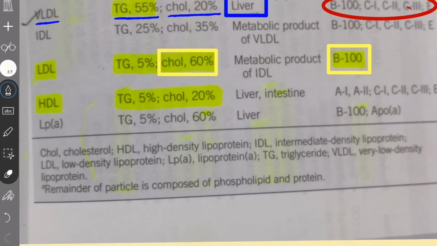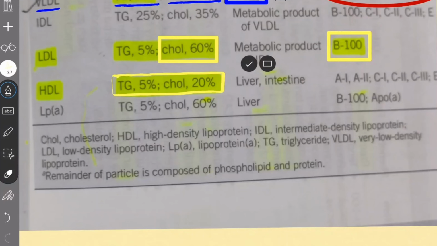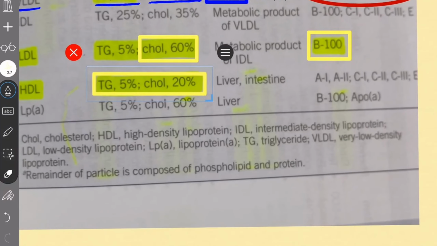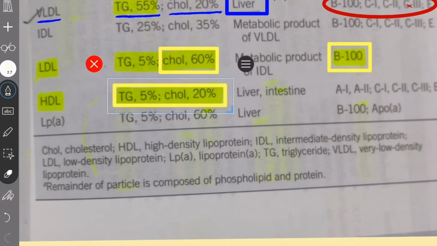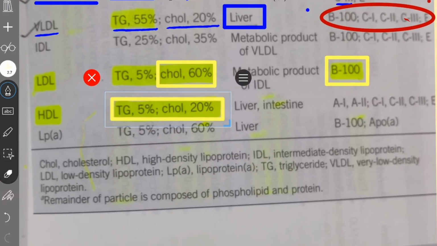Next is the HDL cholesterol. HDL is the highest density lipoprotein, and it carries triglycerides and cholesterol also. But why is it good cholesterol? Because the compositions of triglycerides and cholesterol are very low in this. They are good cholesterol because they help remove other forms of cholesterol from your bloodstream. They are produced from the liver and intestines. Subclasses include A1, A2, C1, C2, C3, and E groups of apolipoproteins. These are the main contents.